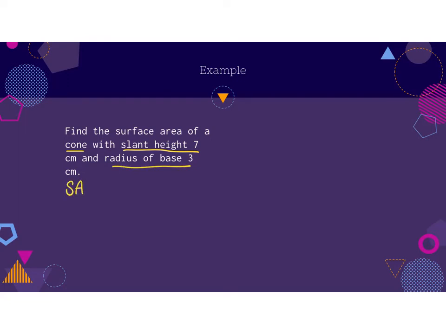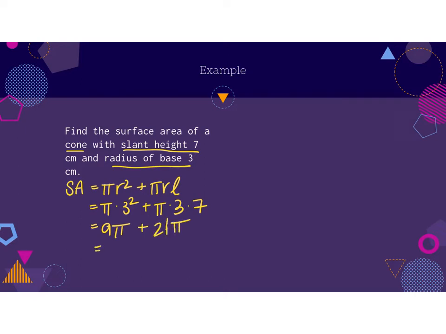Make sure you get this memorized. Surface area equals pi r squared plus pi r L. We'll substitute what we know. Pi times radius, which is 3 squared, plus pi times radius, which is 3, times slant height of 7. Now we just need to multiply. 3 squared is 9 pi, plus 3 times 7 is 21, so 21 pi. These both have pi, so they're like terms. We can combine them. 30 pi centimeters squared. Again, surface areas are units squared, and we want to leave this in terms of pi.